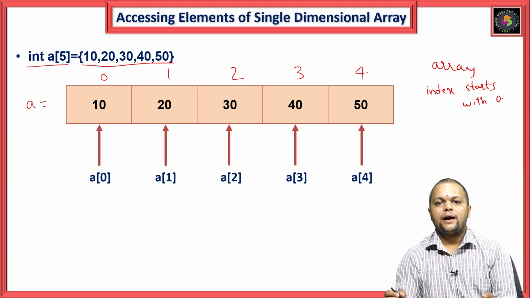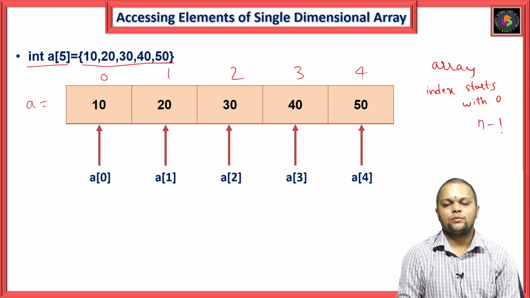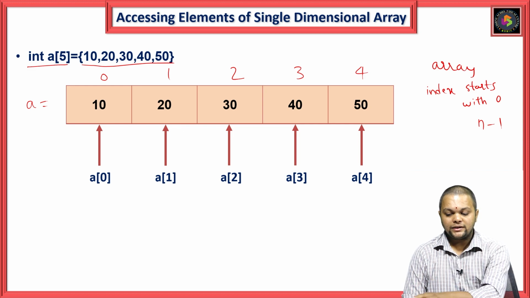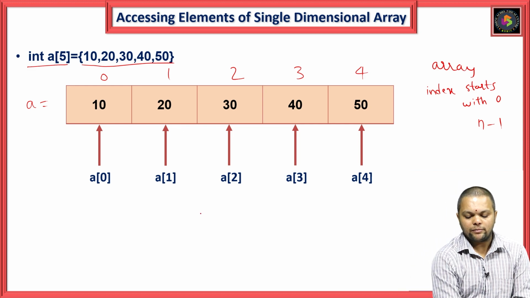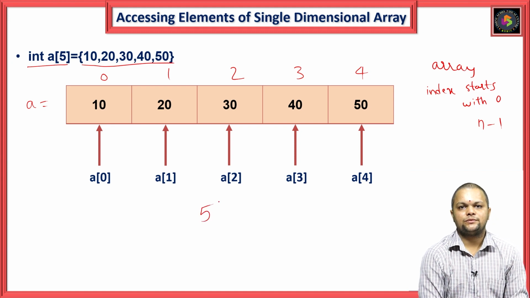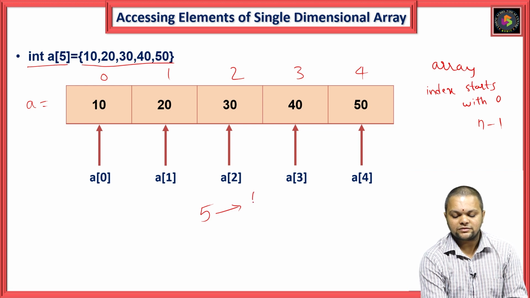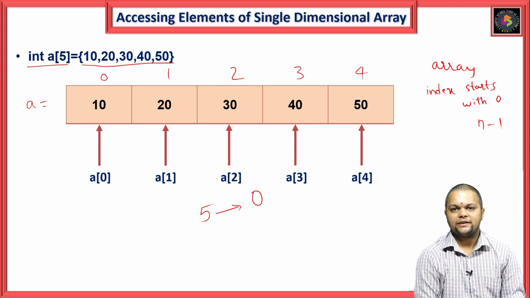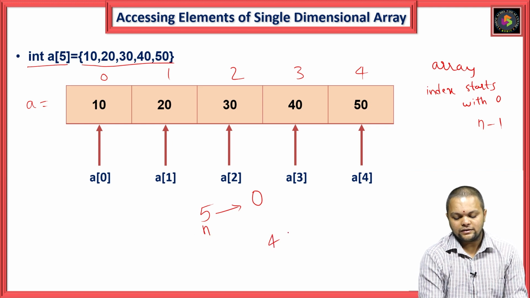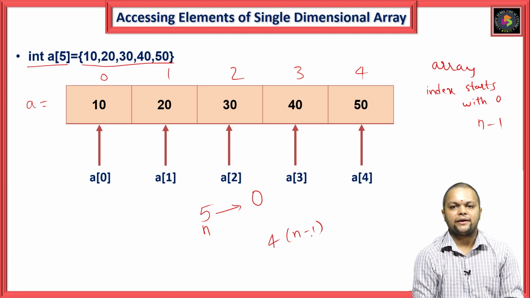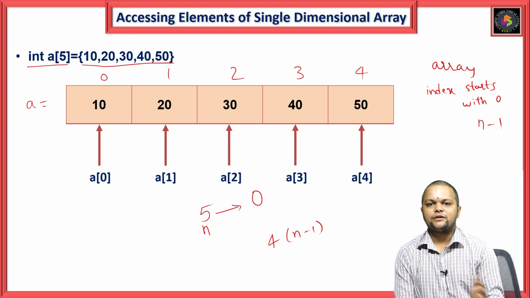When will it end? The array index number will end at n minus 1. Why is it ending at n minus 1? You can have a doubt here. How many elements are there? There are 5 elements. If the size is 5, the elements are 5. The index number starts with 0 and will end at 4. So if the size is n, then the index number will end at n minus 1.